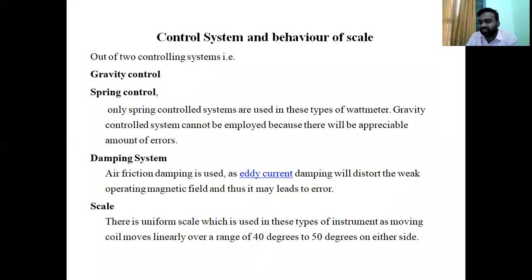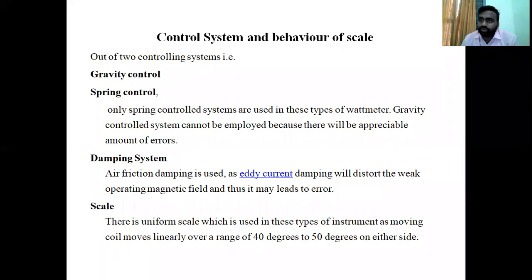Why do we use spring control? Because the flux relation between the current coil and the moving coil voltage is directly proportional to the current: the current flowing in the fixed coil is capital I, and the voltage across the moving coil is capital V. Both relations are linear; V is directly proportional to I. So at that instant we don't need any type of gravity control, and in this type of instrument we use spring control.